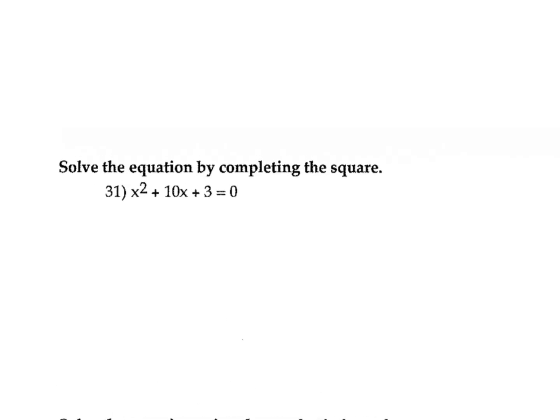Okay, solve the equation by completing the square. Completing the square is a very specific process. The first step is to send the constant over to the other side. How do we do that? Well, we would subtract 3 from both sides. So now the constant is over here.